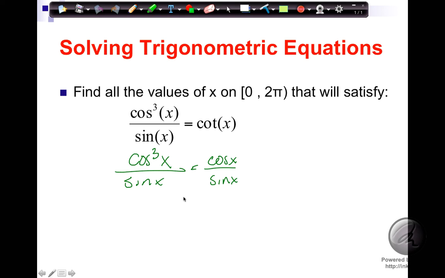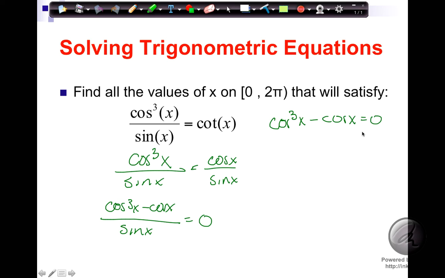Just as with normal equations, we like to set it equal to 0 because they're usually easier to solve. So let's subtract both sides by cosine x over sine of x. So I get cosine cubed minus cosine x. They have common denominators, so that's kind of nice. Makes it equal to 0. Now, if a fraction is equal to 0, that means the numerator is equal to 0. So I can say cosine cubed x minus cosine x is 0.